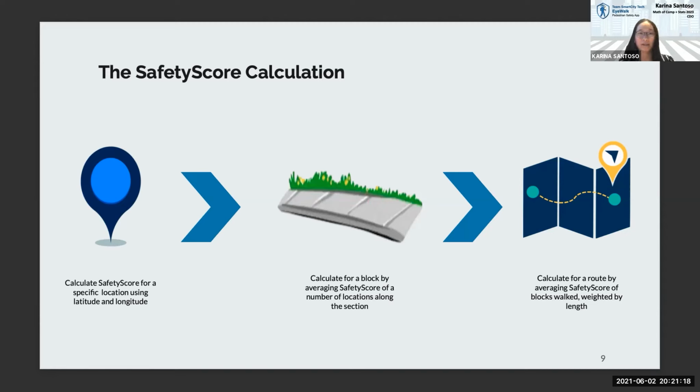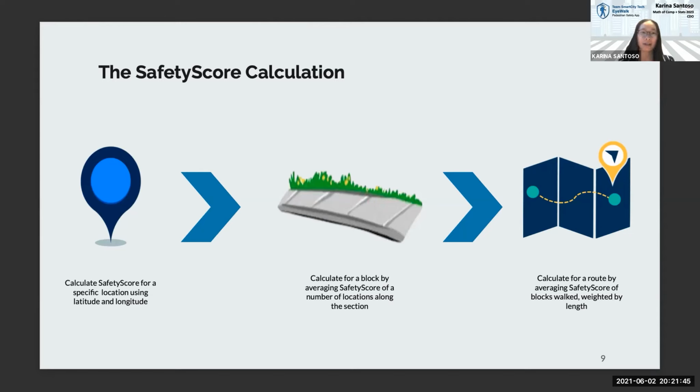So for example, if a location has fewer streetlights in its vicinity than other streets in the area, then this particular location will have a low lighting score. And as mentioned before, we then weigh these 3 different scores according to the user's preferences to get the safety score itself. And once this is calculated, we can calculate the safety score for an entire block by averaging the safety score of a number of locations along the section of sidewalk.